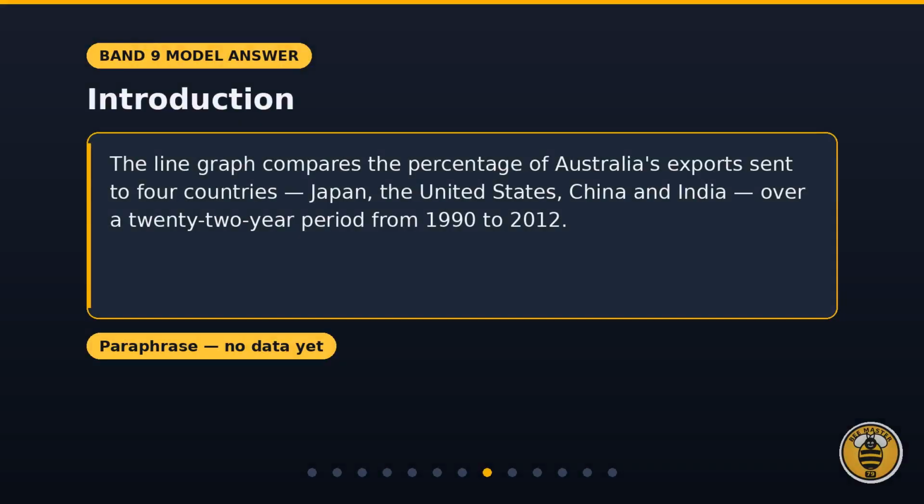Paragraph 1. The introduction. The line graph compares the percentage of Australia's exports sent to 4 countries, Japan, the United States, China and India, over a 22-year period from 1990 to 2012. Notice the paraphrase. Shows becomes compares. To 4 countries becomes sent to 4 countries. And the date range becomes a 22-year period.